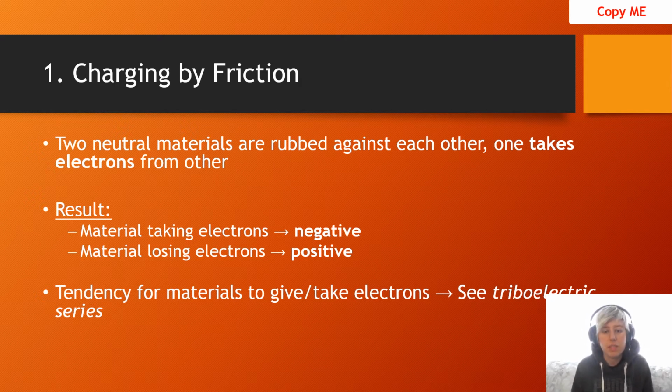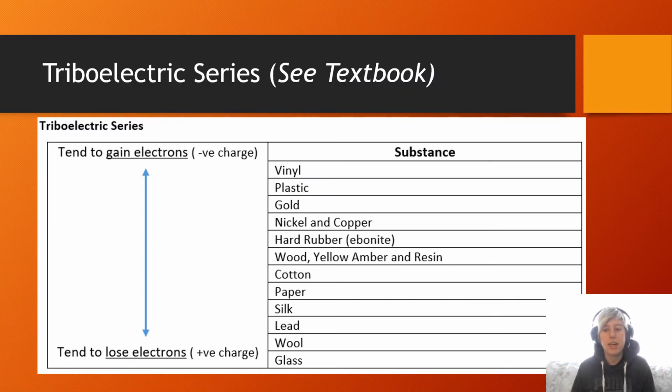Now, to figure out which materials are gaining and losing electrons, we use something called our Triboelectric Series. A Triboelectric Series is basically a list of substances. Based on the position of these substances, it lets you know when you rub them one with another with friction, which material obtains a positive charge and which material obtains a negative charge. Looking at this small Triboelectric Series chart, the top are materials that are going to be gaining electrons. The bottom are going to be materials that are losing electrons.